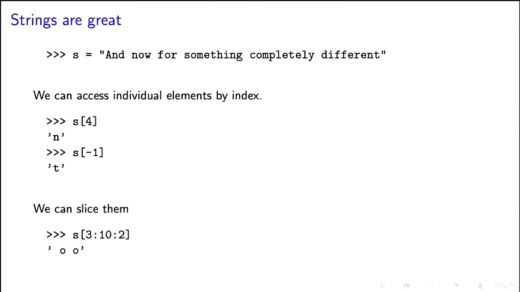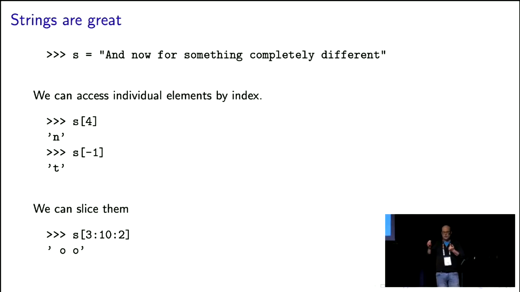But it doesn't stop there. Because it's Python, we can slice. We can obtain a substring from a string using syntax like we see here. I can say I want the characters starting at position 3 in the string, up to but not including the character at position 10, but I want to skip by 2, so I'm going to get every other character, and I want the substring that we obtain as a result of doing that.